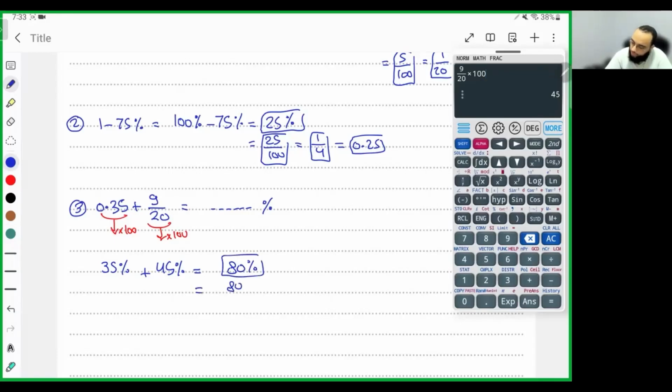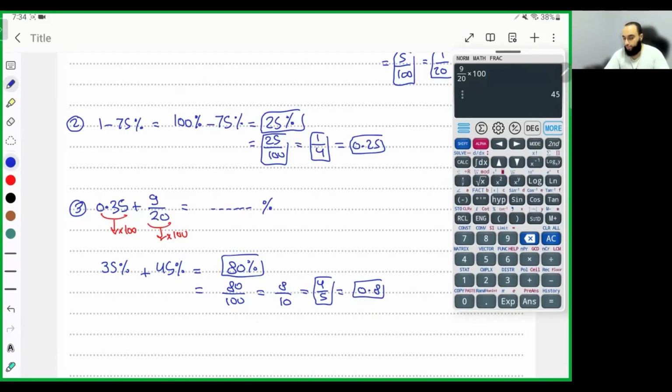Yes, it's 80 over 100. Another way, yes, it's 8 over 10. Another way, yes, it's 4 over 5. Another way, yes, it's 0.8. Actually, because it's 8 over 10, then it's 0.8. This is correct, this is correct, and this is correct, and this is correct.